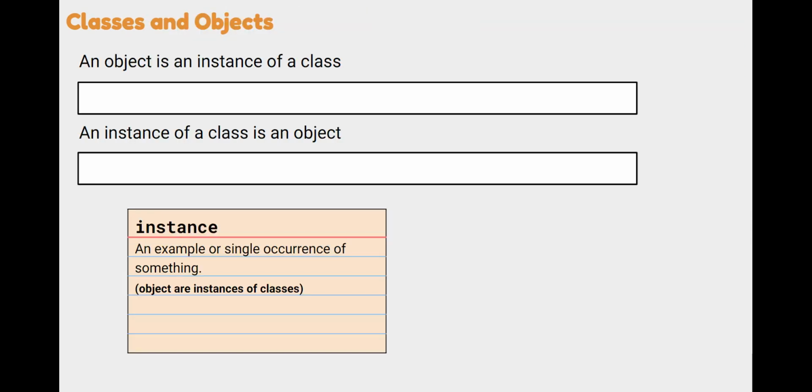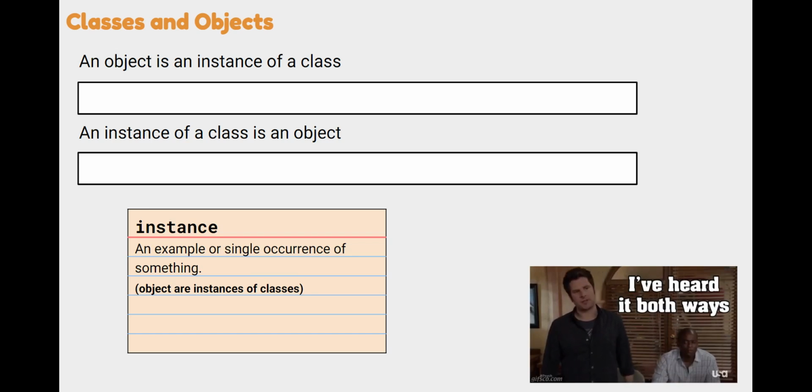So we are going to learn the proper way to speak about the relationship between an object and a class. We can say an object is an instance of a class. An instance is just a single occurrence of something. So an object is just one single example from a class. Or we can say an instance of a class is an object. It's two ways to say the same thing.